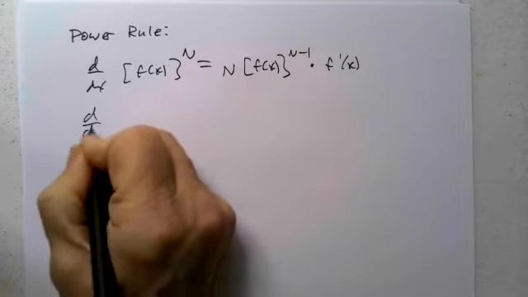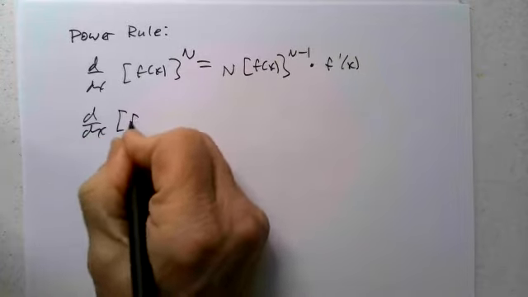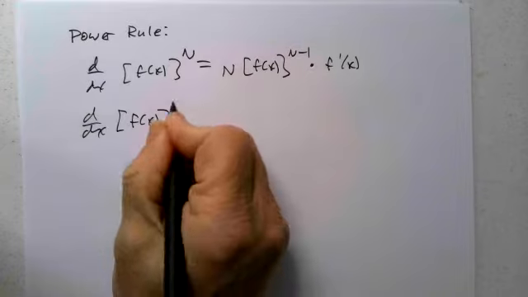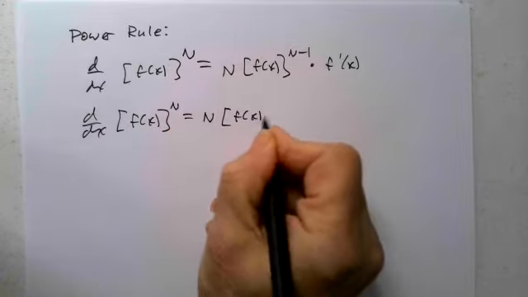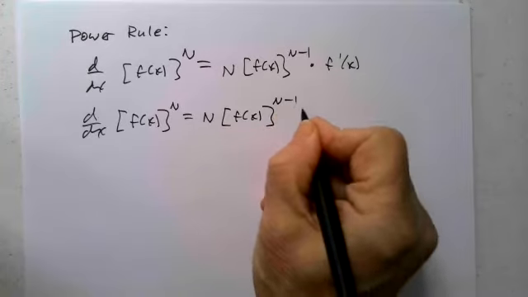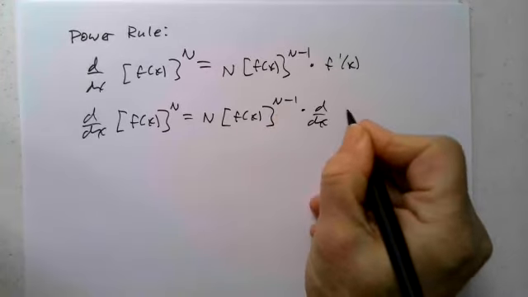So yes, looking at it with that other notation, here is another version of the power rule: n times f of x to the n minus 1 times the derivative with respect to x of f of x.